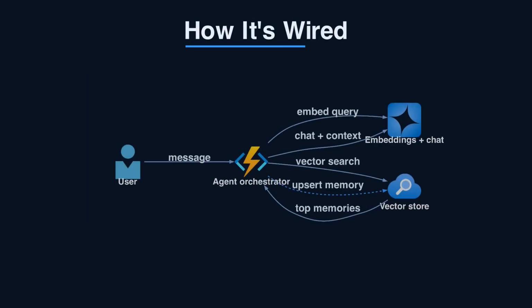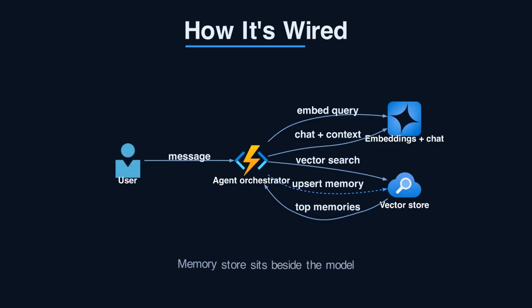Here's the runtime flow. A user message hits your agent orchestrator, say an Azure Function. The agent calls Azure OpenAI to embed the query, then runs a vector search against the store to pull the most relevant past memories. Those memories get stitched into the prompt, and Azure OpenAI generates the reply. In the background, you embed and upsert the new exchange so it's available next time. Notice the store sits beside the model, not inside it, which is exactly why you can swap backends.